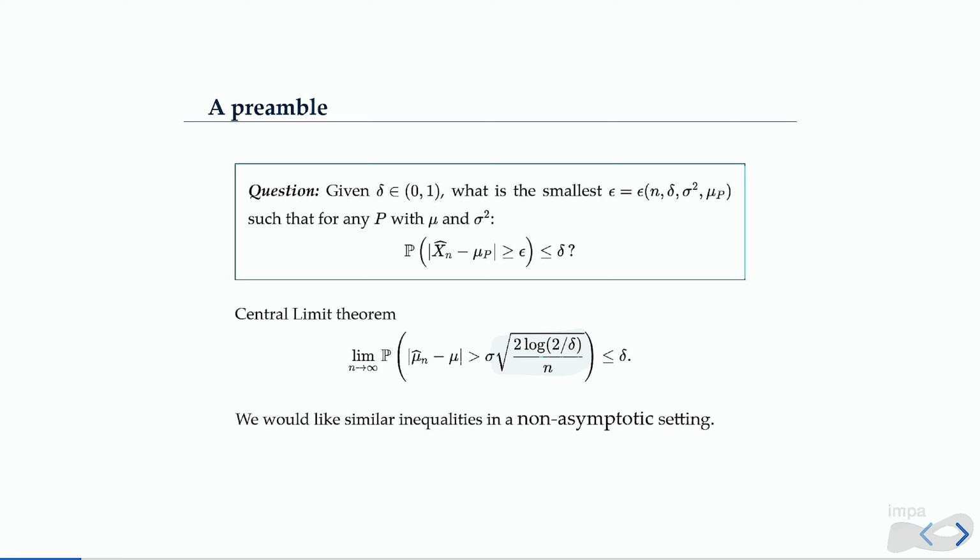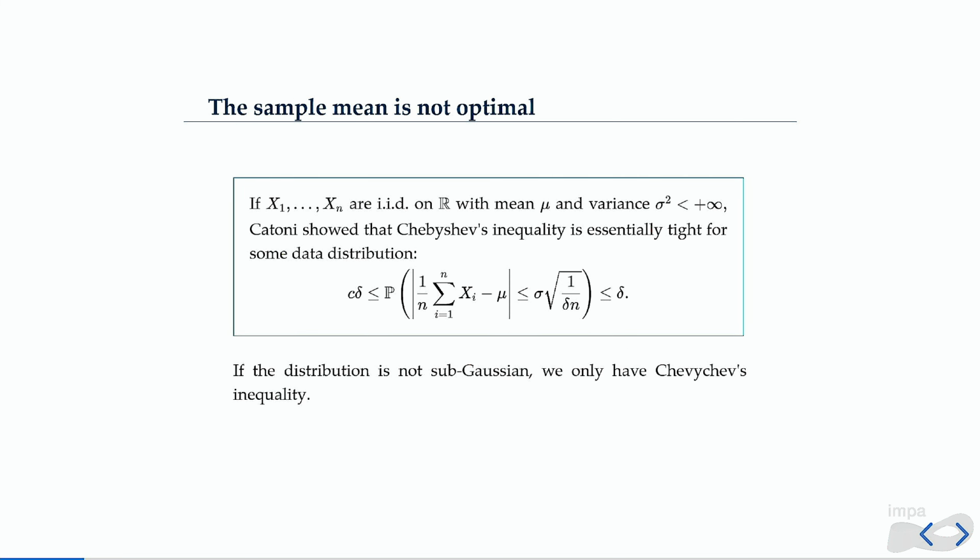So this we're going to call the sub-Gaussian error bound, and actually it's optimal. It has been proven in 2016 by Devroye, Lugosi, Oliveira, and Lerasle that no matter what estimator you have, there's going to be a distribution such that the error bound is going to be at least of this order. So what happens if we continue using the sample mean estimator? Actually, it has been proved by Catoni in 2012 that the Chebyshev inequality is essentially tight for some distributions. So if the distribution is not sub-Gaussian, we only have this Chebyshev inequality.